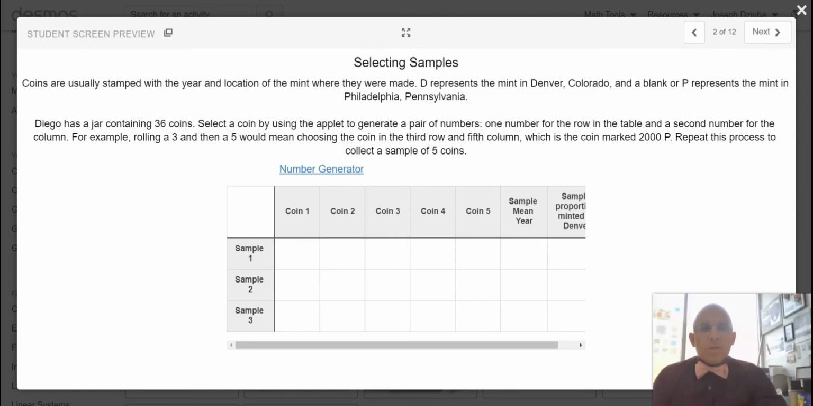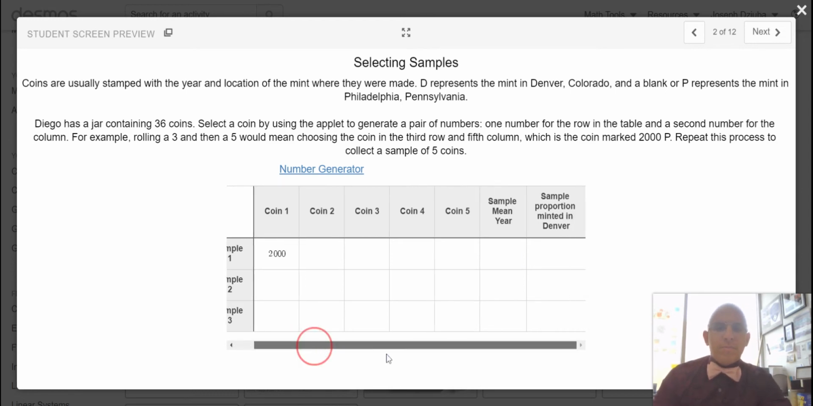So in doing so, generate a pair of two numbers, one for the row in the table and a second number for the column. That information is included in the PDF that I've attached to this Google Classroom assignment. If you land on a 3 and a 5, that would mean choosing the coin in the third row and fifth column, which is the coin marked 2000P. And we would type that in here accordingly. You might need to write it out on paper so you can view the entire table.